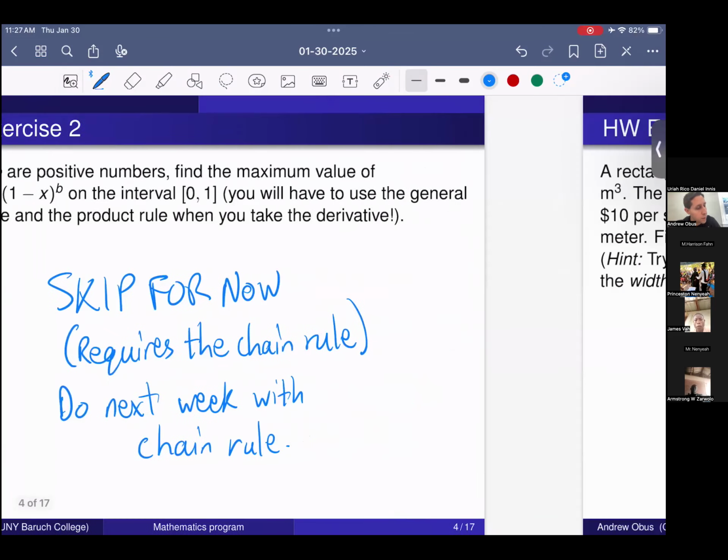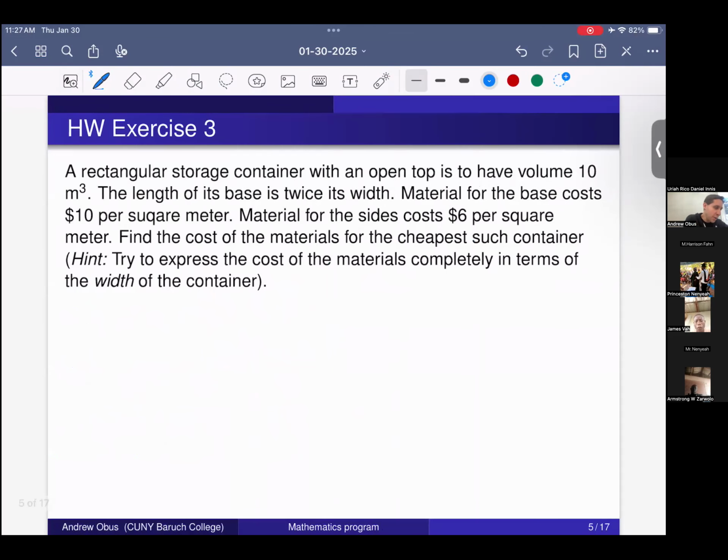Okay, good. So let's skip to exercise 3. This is a good problem. This is a fun problem, and it hits on a lot of the ideas with these optimization problems. A rectangular storage container with an open top is to have volume 10 cubic meters. The length of its base is twice its width, and the material for the base costs $10 per square meter, and material for the sides costs $6 per square meter. Find the cost of the materials for the cheapest such container. The hint is to try to express the cost of materials completely in terms of the width of the container.